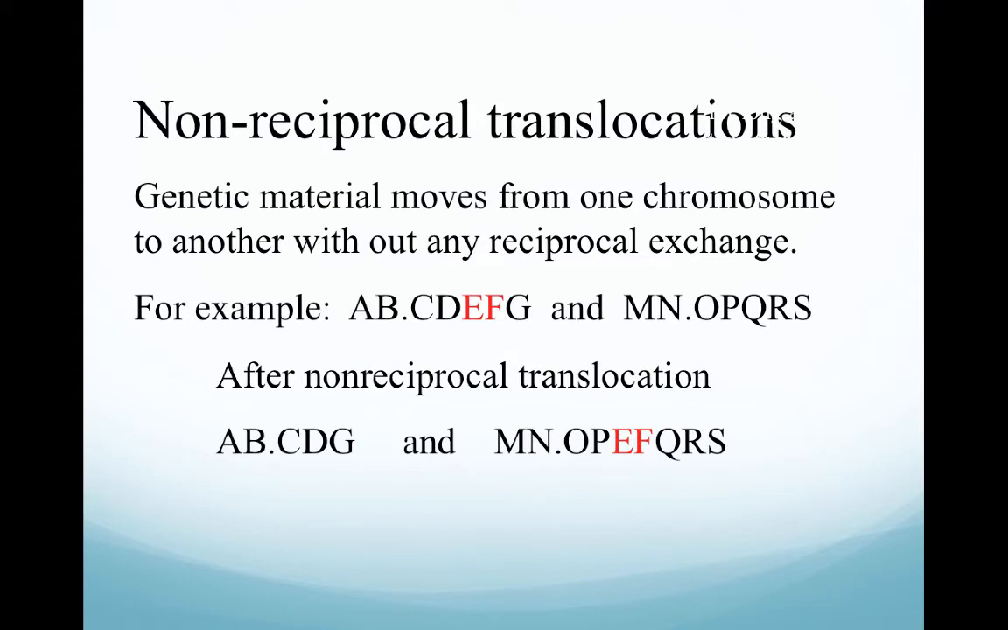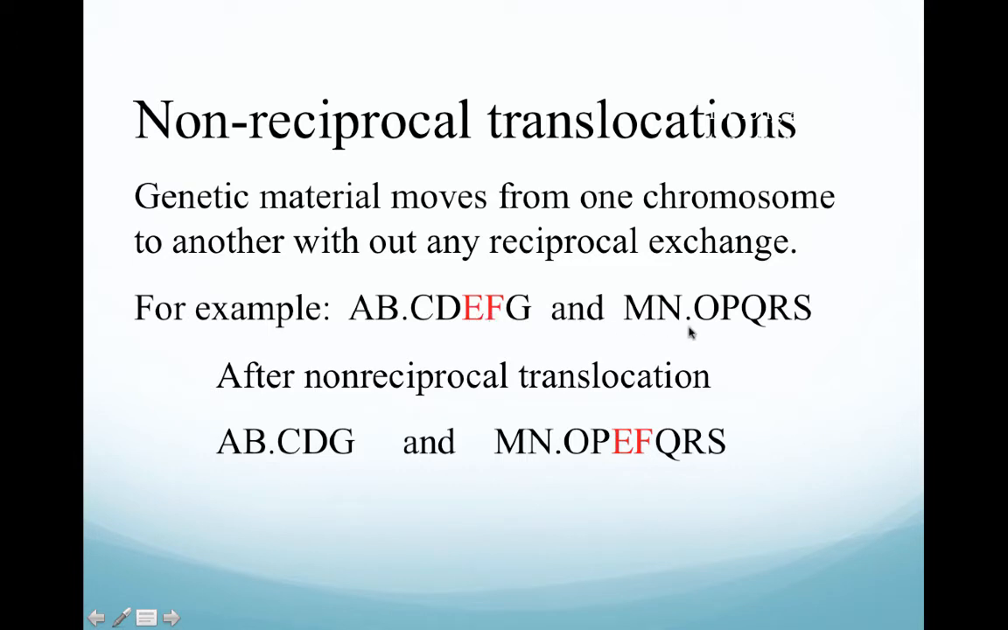So, two major types of translocations: reciprocal and non-reciprocal. Non-reciprocal translocation is where the genetic information or material is going to move from one chromosome to another, and there's not going to be any reciprocal exchange. Okay, so that can be visualized in this example here in the middle of the slide. So again, we've got our two genes on this specific chromosome, A and B, a centromere, and then genes C, D, E, F, and G.